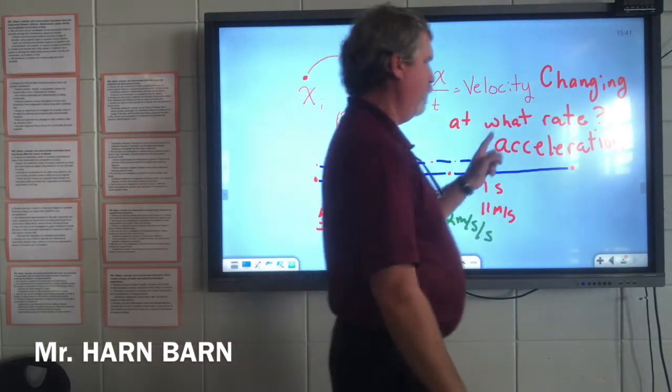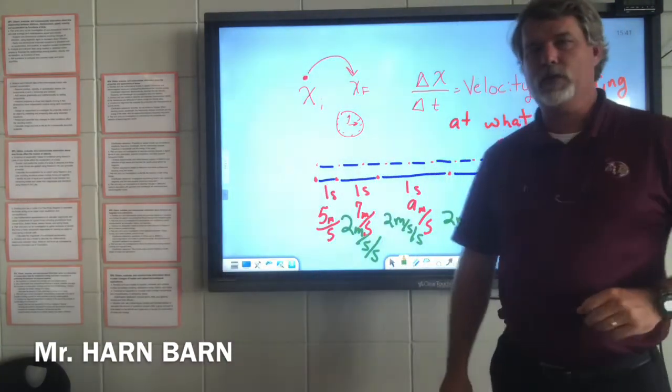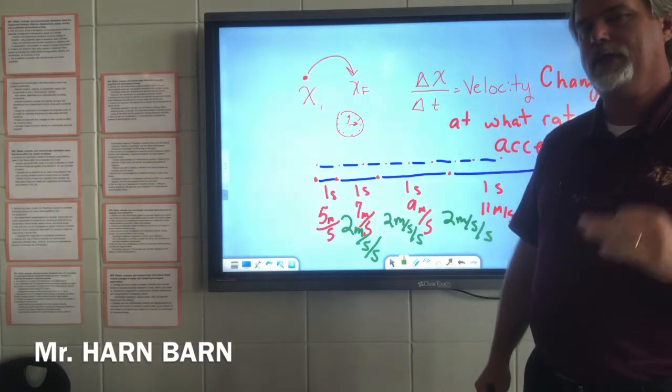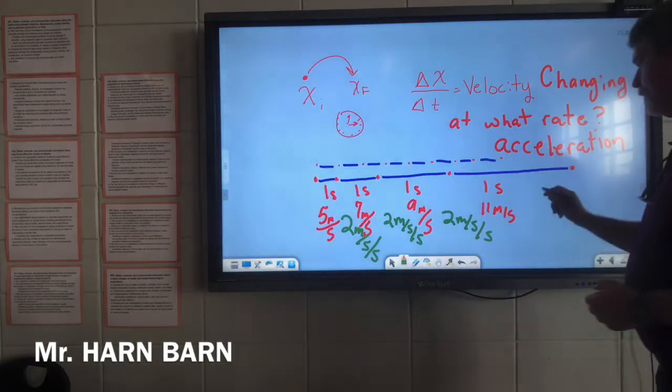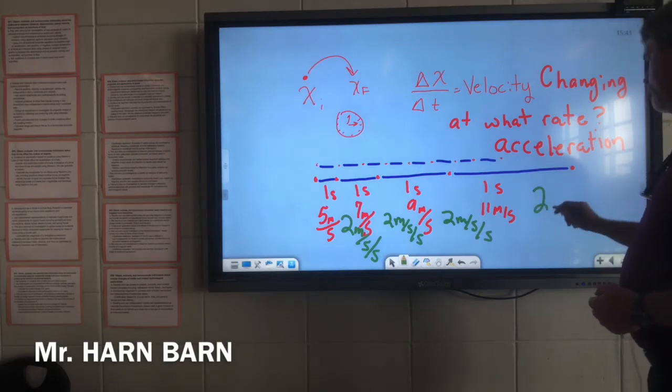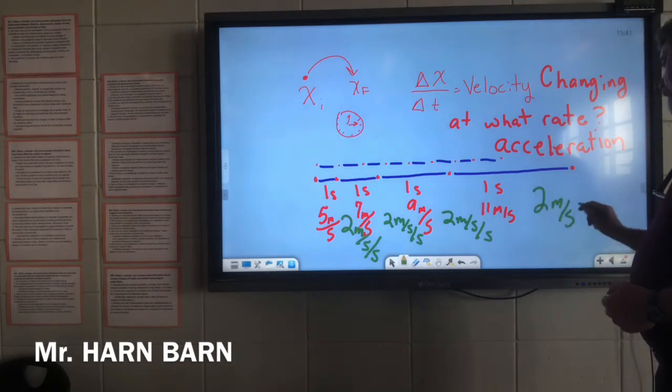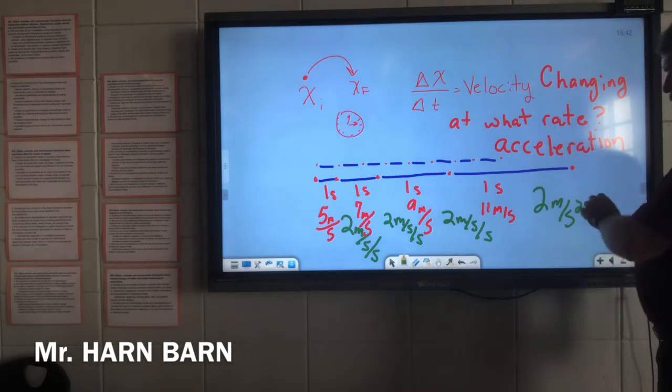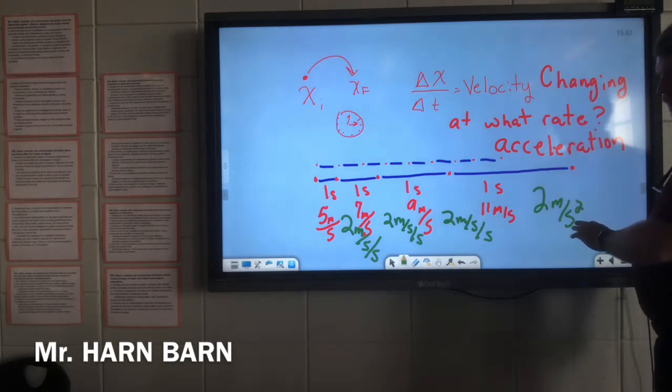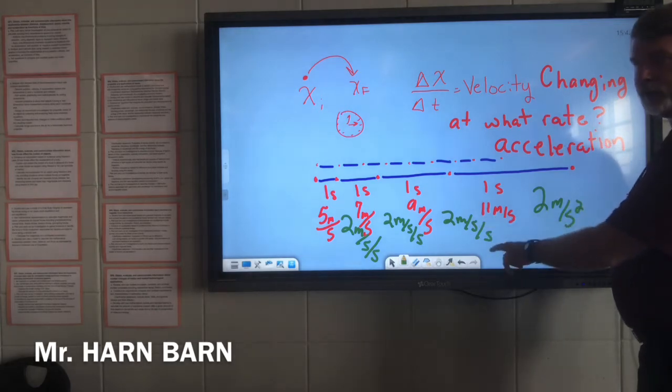So what is our acceleration? At what rate is the object increasing its velocity? It is increasing its velocity at a rate of 2 meters per second. We would actually write that as a square. So a good way to think about acceleration is to remember that it's a meter per second per second.